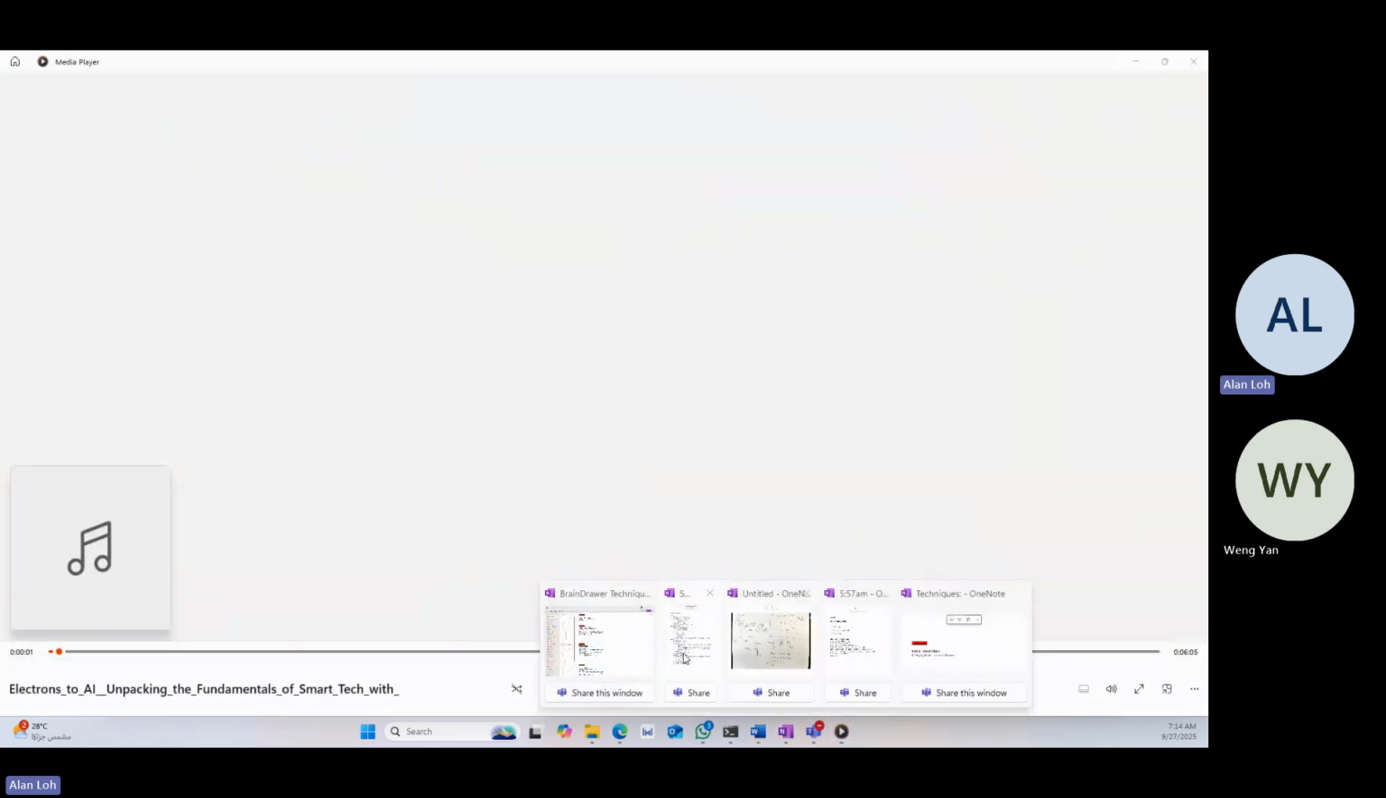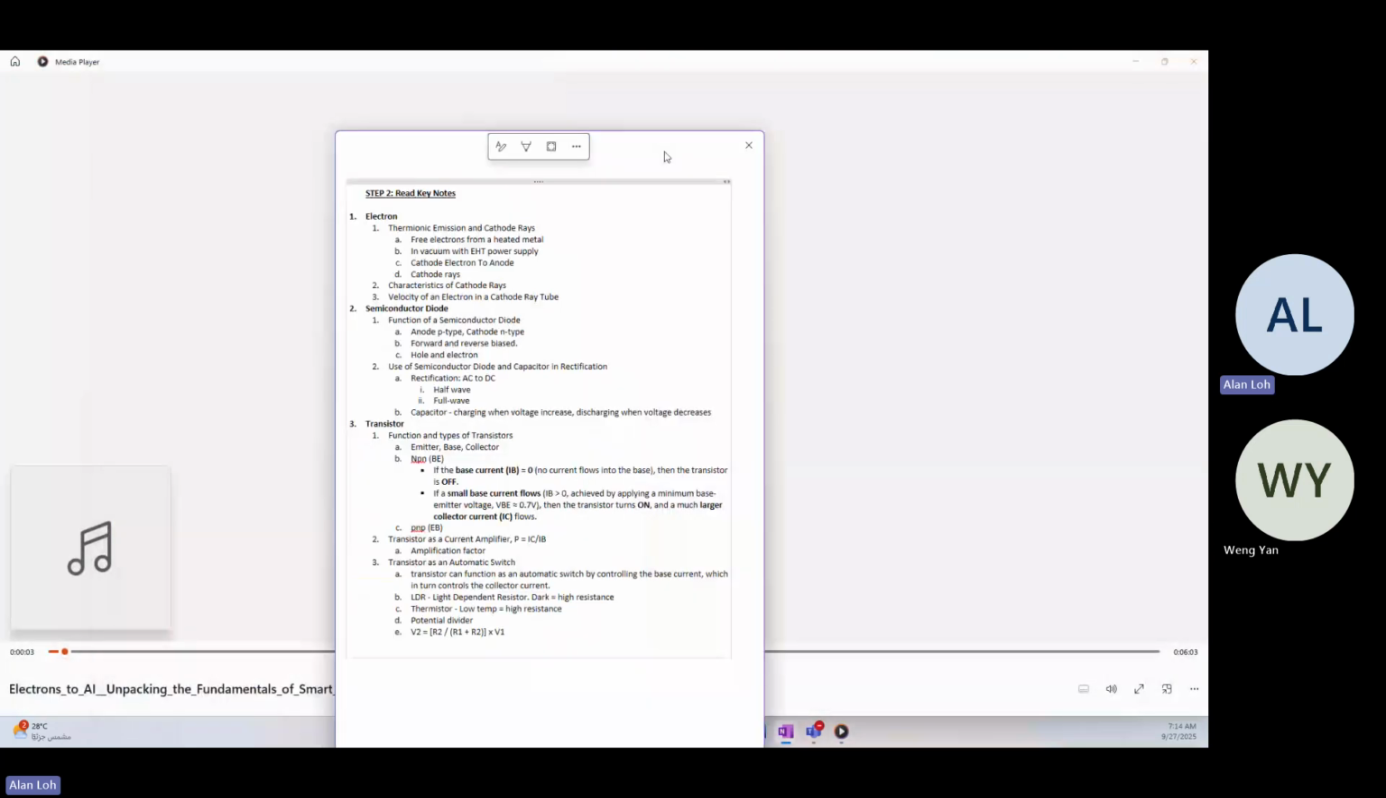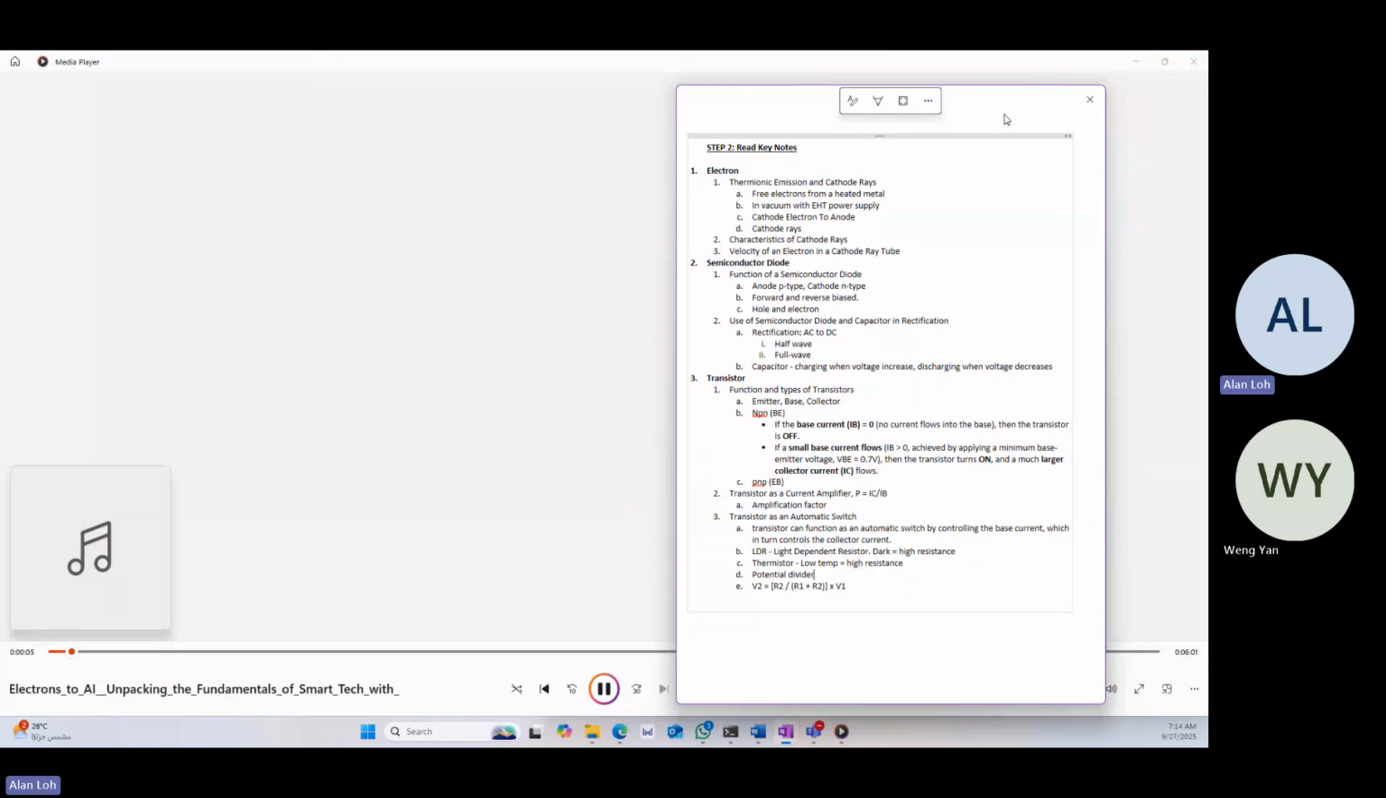Welcome to the deep dive. Okay, just look around you for a second. Your phone, maybe a smart speaker, those automatic lights outside. Ever wonder what's actually making them smart? What are the tiny little engines driving all that cool tech?